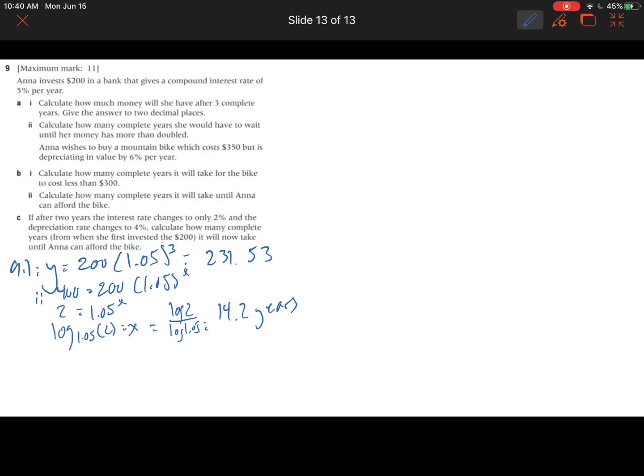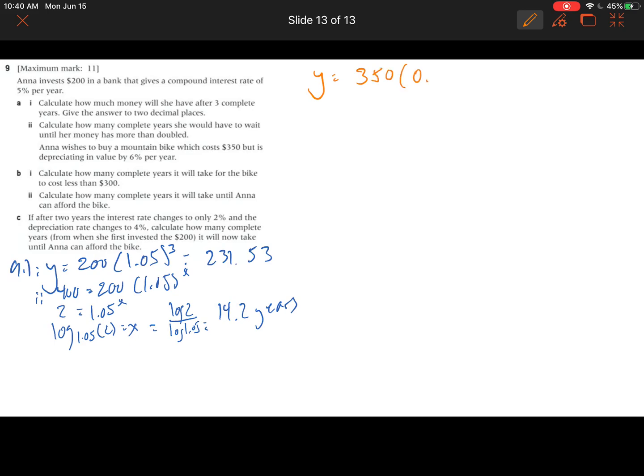Anna wishes to buy a mountain bike which costs $350 but is depreciating at a value of $6 per year. Calculate how many complete years it'll take for the bike to cost less than $300. All right, let's change colors here. We're going to a bike.